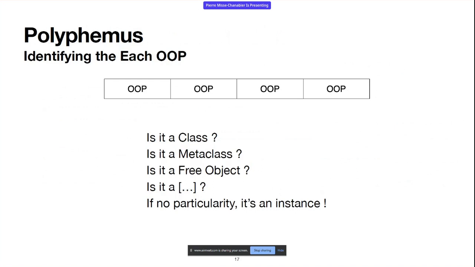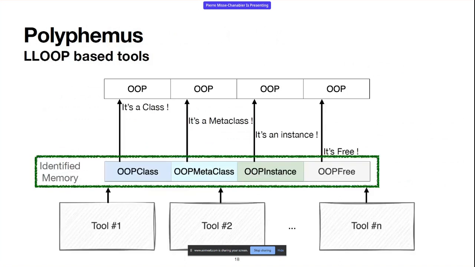And the question that you want to ask to each of them is, what are you? Are you a class that is known at the VM level? Are you a meta class, which is not known at the VM level, only at the language level? Are you a free object, which is only at the VM level? Are you something else? No? Okay. If you have no particularity, you are just an instance of a class. Good. So by applying this process, we can type the OOPs.